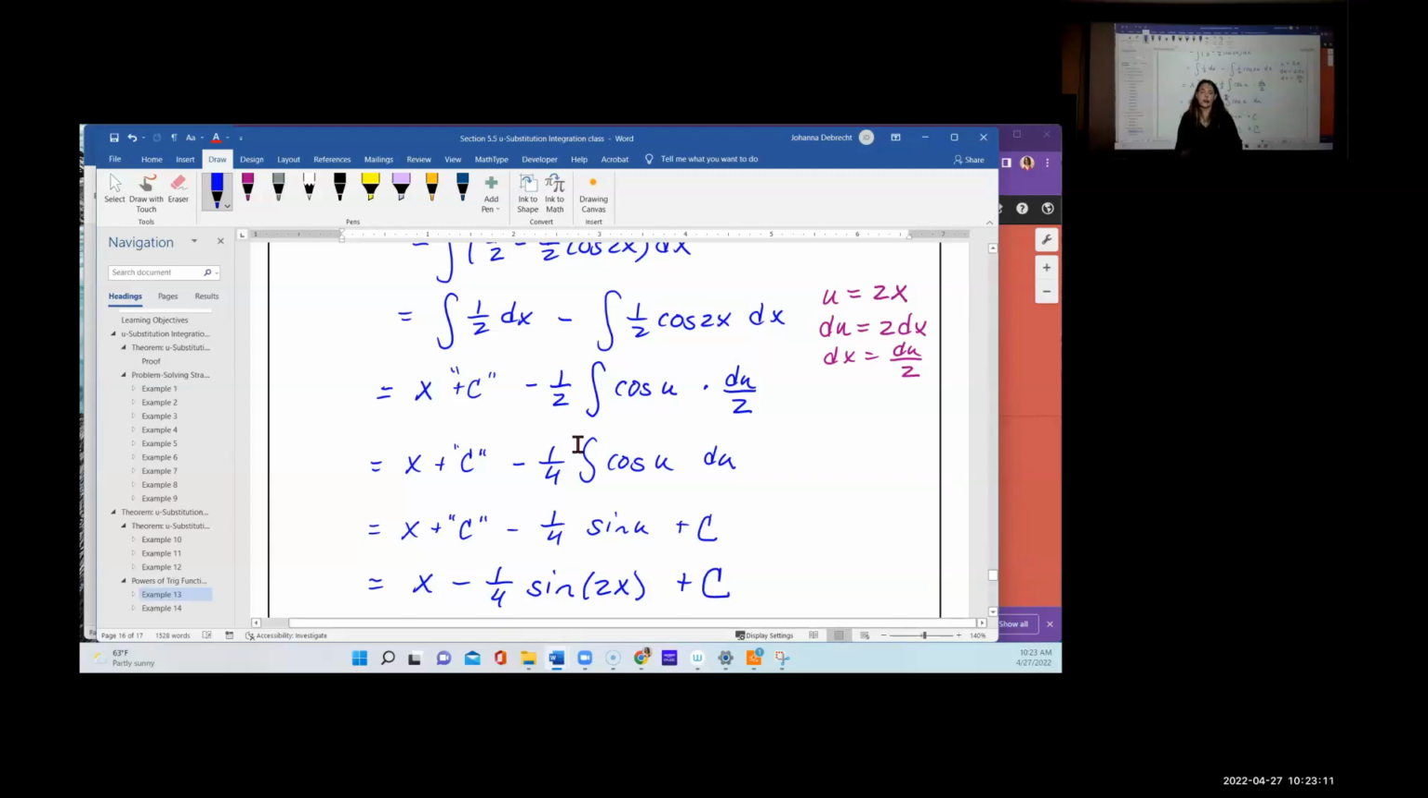We had to return to the original variable x because this one is not a definite integral. So we can't stay with u. We have to go back to x. All right. Now, most students will not write the plus c on each term. They simply wait to the very last step and then they slap a plus c on the end, and that's fine.